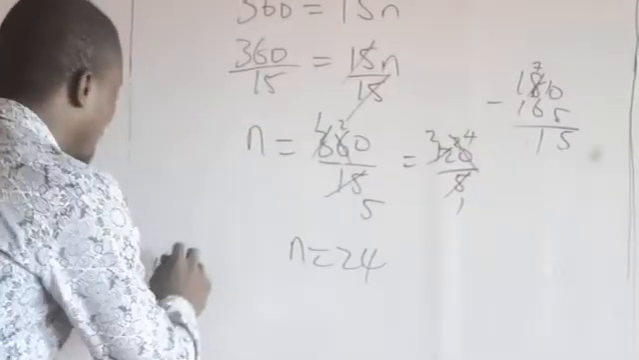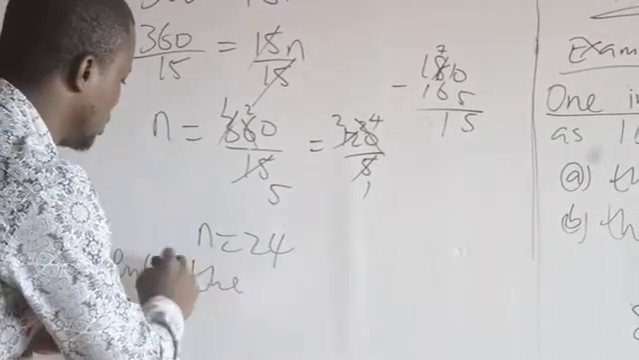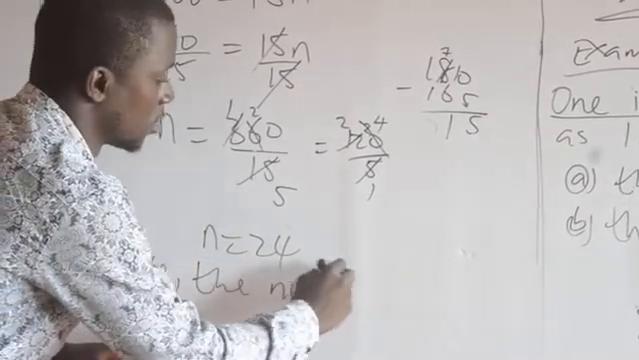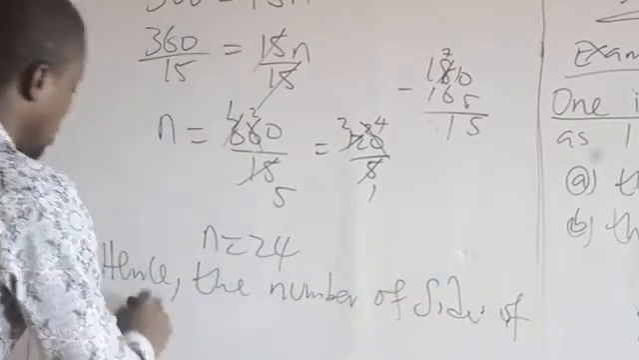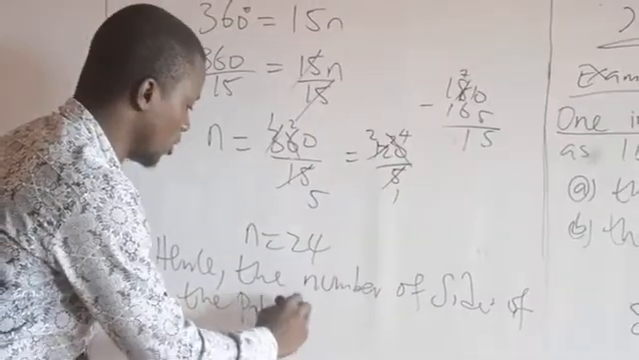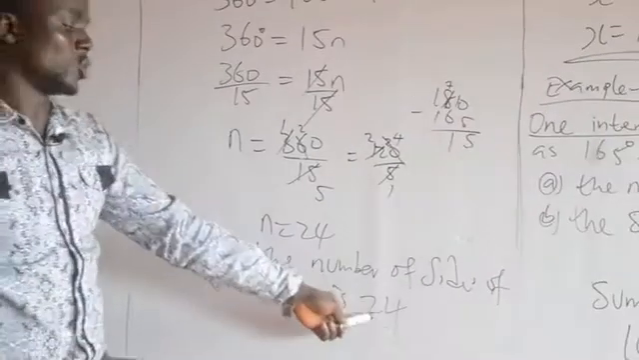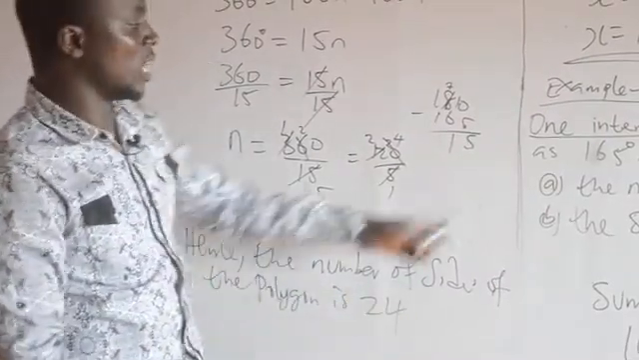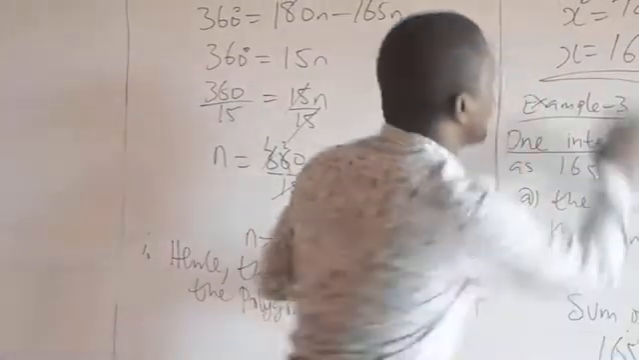Hence, now say hence, or therefore, the number of sides of the polygon, are you with me, students? Polygon is what? 24. So the number of sides of polygon is what? 24. Are you getting it? So that is that.